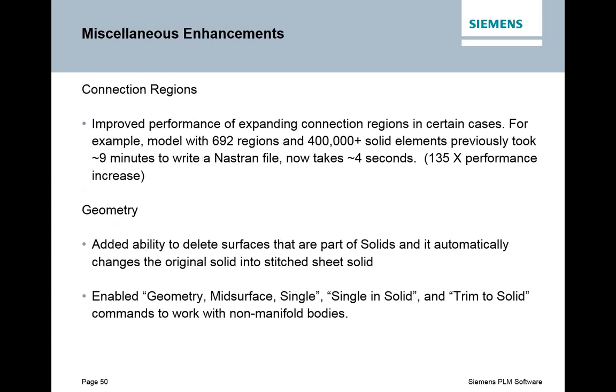So other miscellaneous enhancements, Femap will now write out models with a large number of connection regions much more quickly than before. And here they show that a process that previously took about 9 minutes to write the file now takes something like 4 seconds.